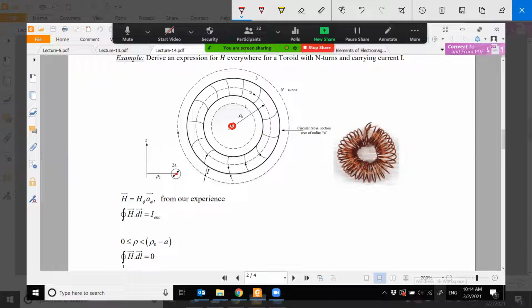Now, how does the field look? I want you all to take your right hand and put your four fingers in the direction of the current, and then the thumb will give you the direction of the magnetic field. If I put my hand in this direction, because the current is going in this direction, and my fingers curve like this, then my thumb will be going upwards.